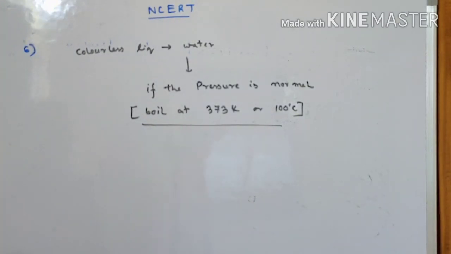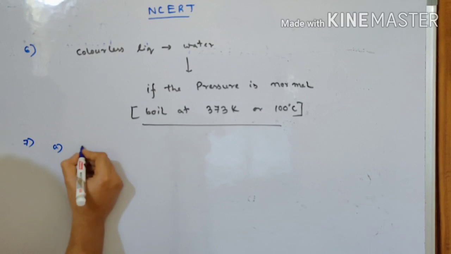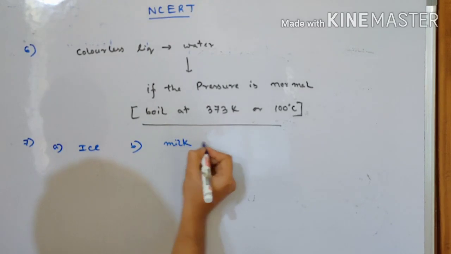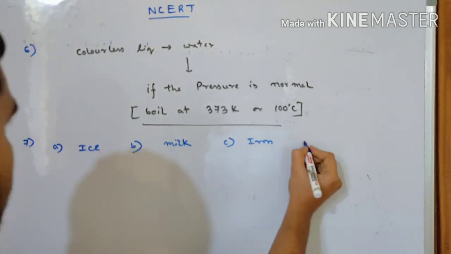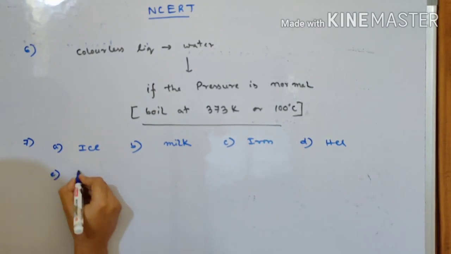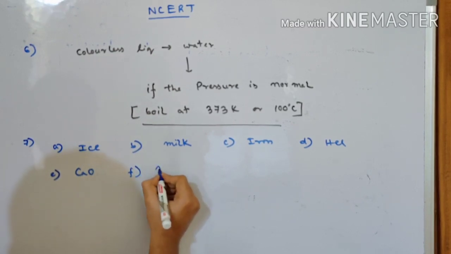So very easy question. I am going for the next one, question number 7. Which of the following materials fall in the category of pure substances? I am writing down the materials. First one is ice. Second one is milk. Third one is iron. Fourth one is hydrochloric acid. Fifth one is calcium oxide. Sixth is mercury.